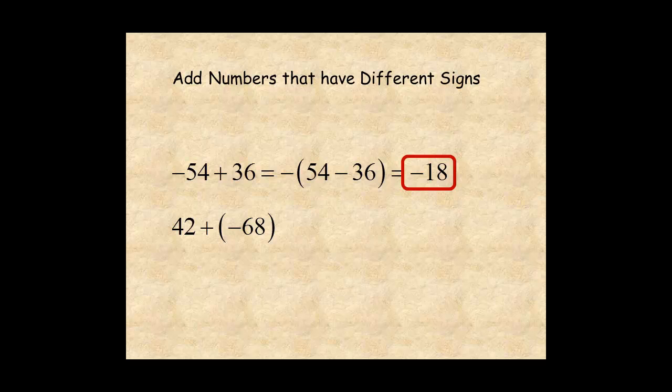To add 42 plus -68, find the difference of the absolute value of the two numbers, 68 minus 42. The sign of the sum is negative because the sign of the number with the largest absolute value is negative. And the answer is -26.